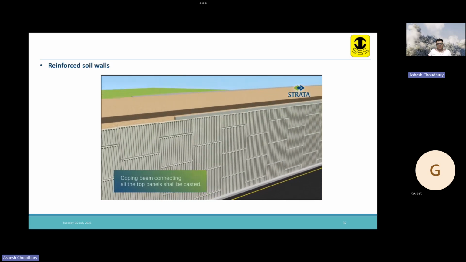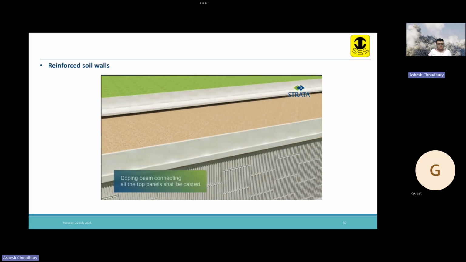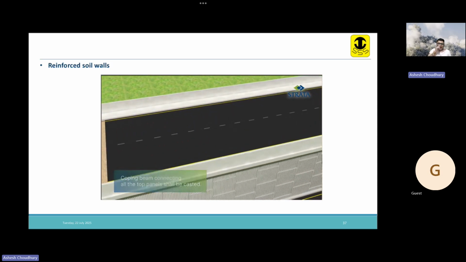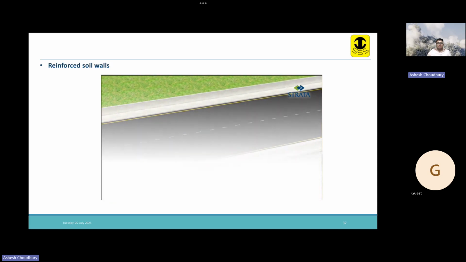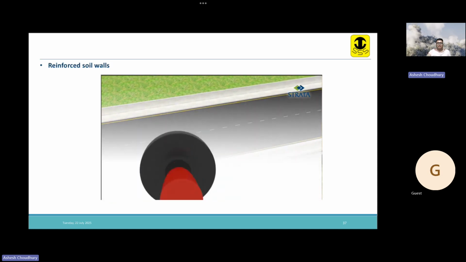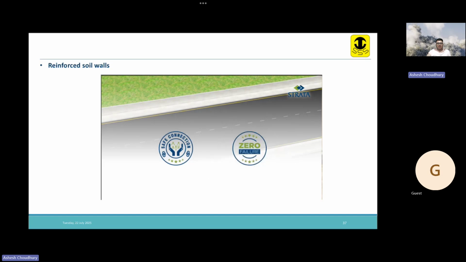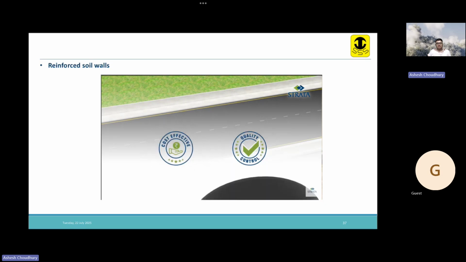A coping beam connecting all the top panels shall be cast. Strata Wall EC is an extremely safe connection with zero failure and no exposed steel, and hence there is no fear of corrosion and damage, further making it a cost-effective solution backed by the quality assurance of Strata.